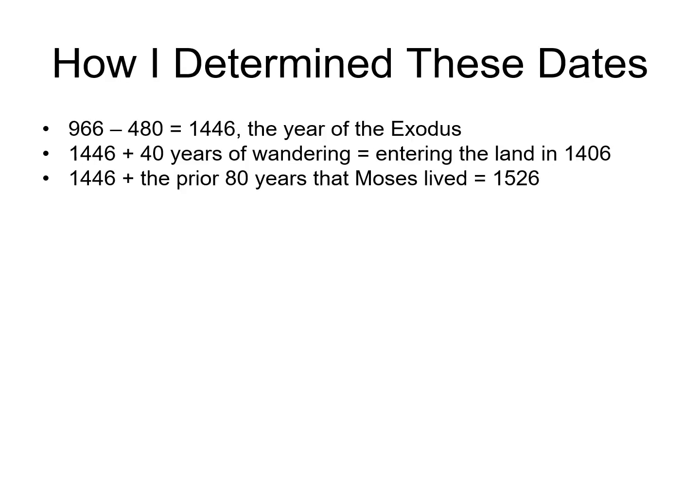So with all of that established, let's do some math. Here's how I determine the dates that I'll be using. So if you go back 480 years from the 4th year of Solomon's reign, we get the date of the Exodus as 1446 BC. The 40 years of wandering tells us that the Jews entered the land in 1406 BC. And knowing that Moses lived 80 years before the Exodus, we learn that Moses was born in 1526 BC. So as we go through this, we'll see what was happening with Egypt at these times.